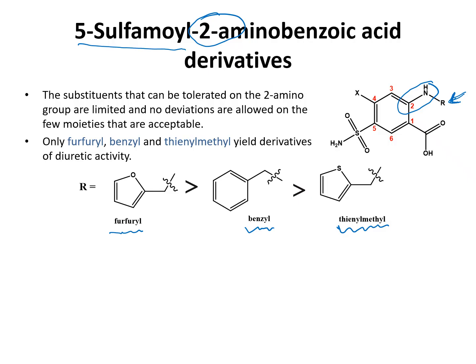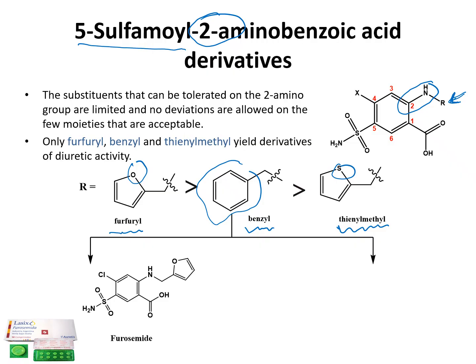لاحظ انهم cyclic compounds، 3 cyclic compounds، واحد عليه أكسجين، واحد عليه سلفر، وواحد فقط basically benzene ring. تمام؟ هاي ال 3 substituents فقط that can produce an active diuretic. خلينا نشوف example على structures. أول structure اللي هو الفيروساميد.